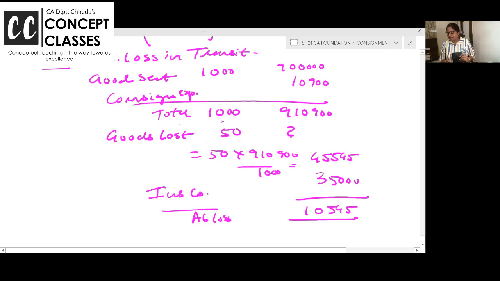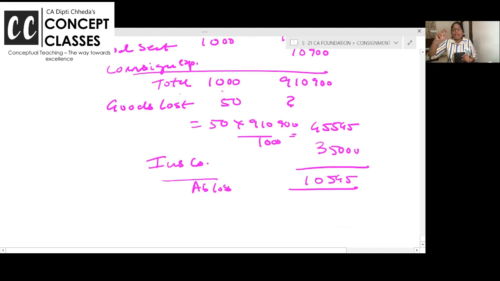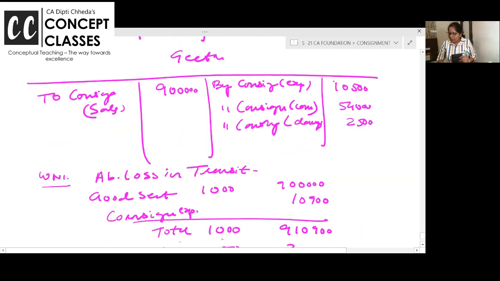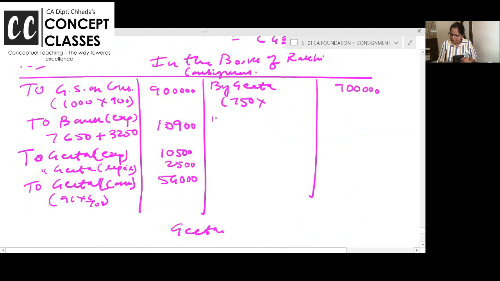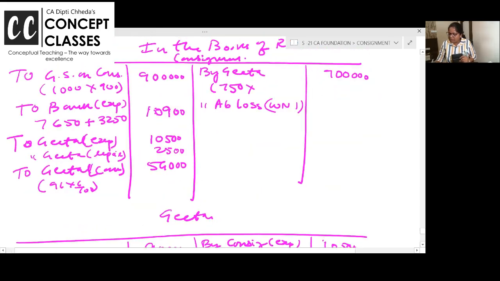Nice, clear. So I told you either you can write goods in transit, prepare the account and post it on the credit side, or you can write it directly here. By abnormal loss, working note number 1. कितना आ रहा है abnormal loss? 10,545. And by insurance company is going to give you 35,000.